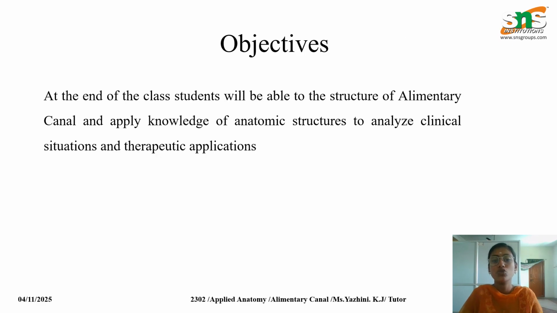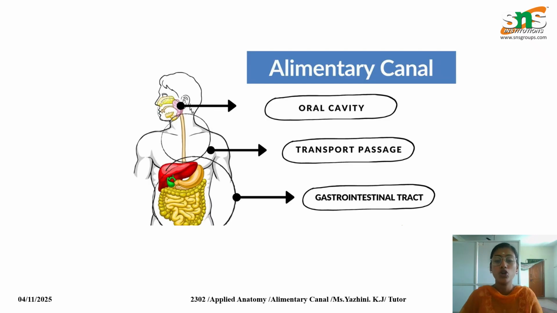By the end of this section, you will be able to describe the alimentary canal. This is anatomical knowledge that you can easily apply in clinical scenarios. We all know digestion starts from the mouth. So first is the oral cavity, then the esophagus, then we will see the small intestine, large intestine and the stomach. So let's go into the topic.